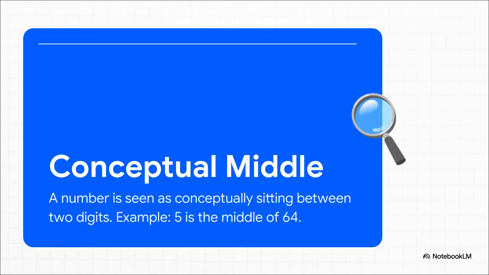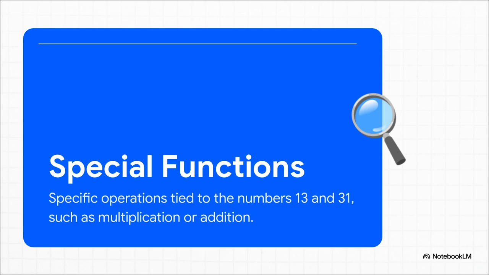Okay, this next rule is a little more abstract. It's called the conceptual middle. So in this system, the number 5 can be seen as sitting conceptually between 6 and 4. It's not about math or averages or anything like that. It's about seeing the digits 6 and 4, which form the number 64, and imagining 5 as its symbolic center. Yeah, it's a big creative leap. And finally, the system has these special functions that are tied to two very specific numbers, 13 and 31. Now, I know these might seem totally random right now, but they're not. They play a really crucial and honestly quite surprising role later on in the puzzle.